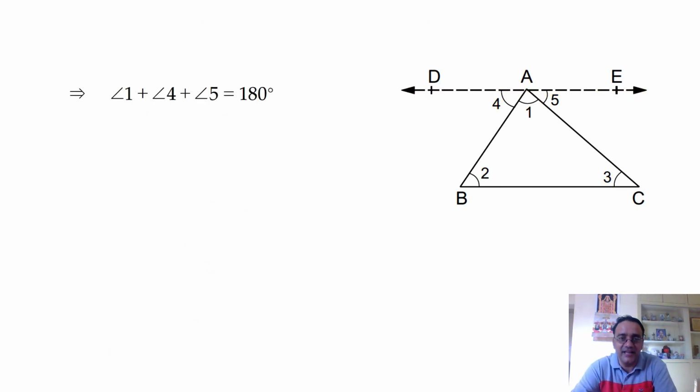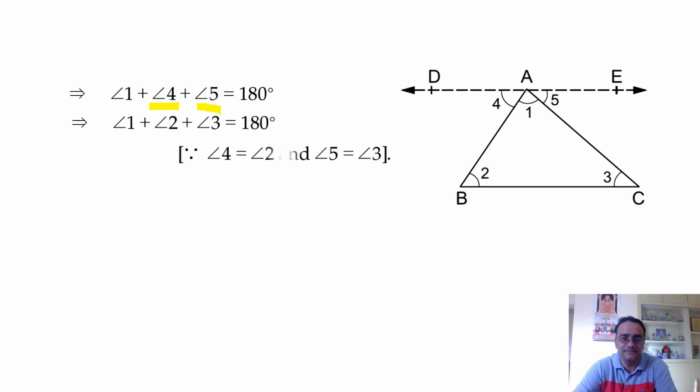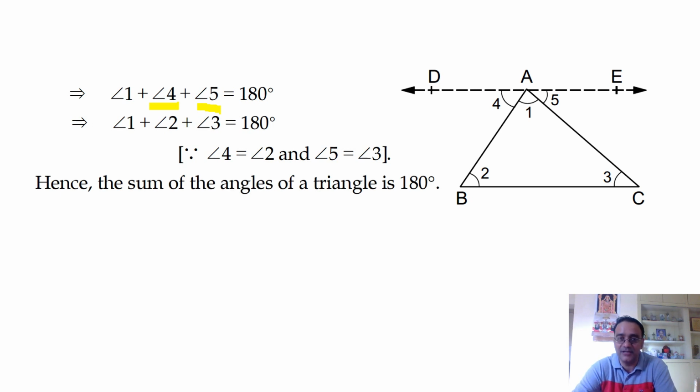Okay, after rearranging, now we'll replace angle 4 by angle 2, angle 5 by angle 3. Why? Because we have already shown that these two are equal. So we got the proof that angle 1 plus angle 2 plus angle 3 is equal to 180 degrees. Hence the sum of angles of a triangle is 180 degrees.